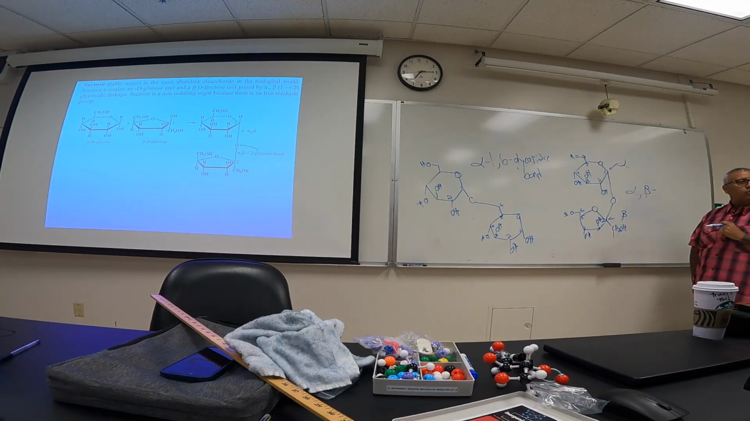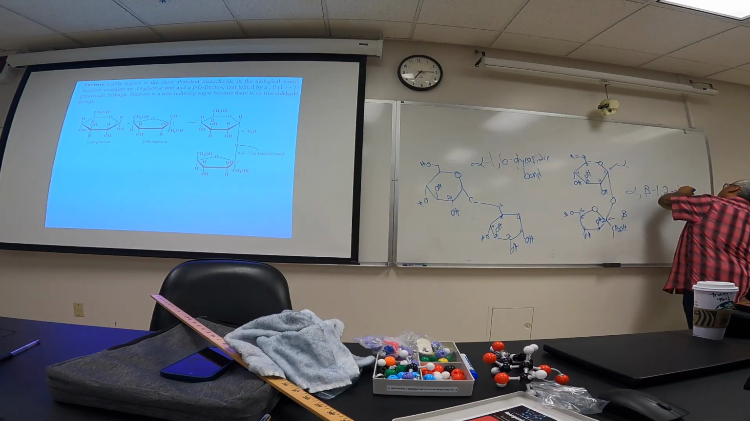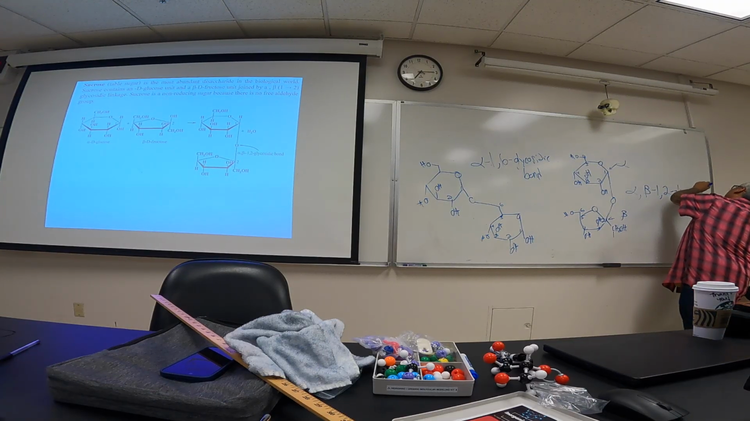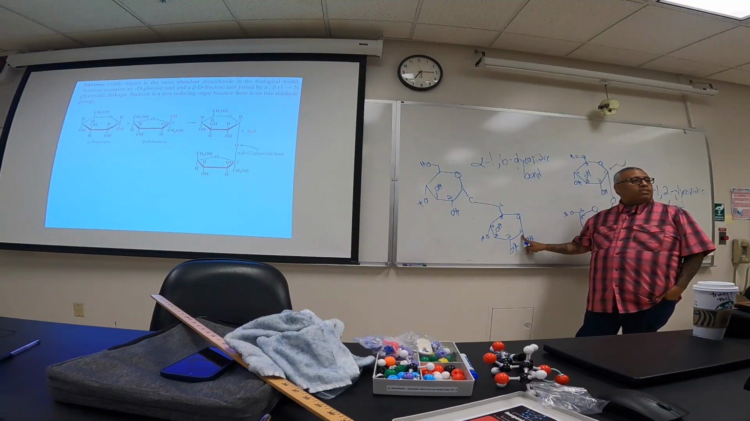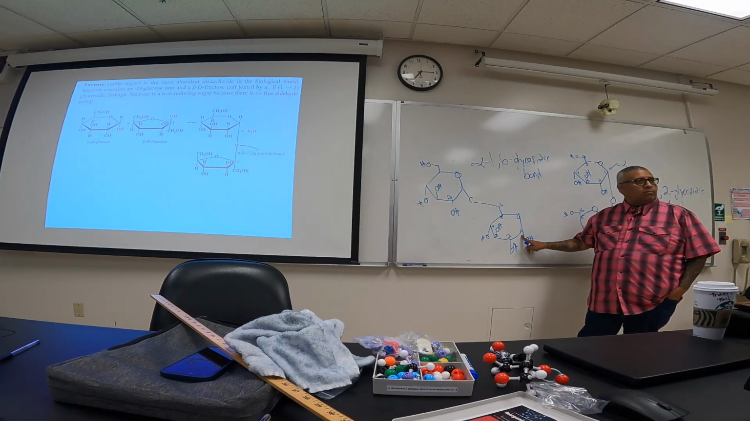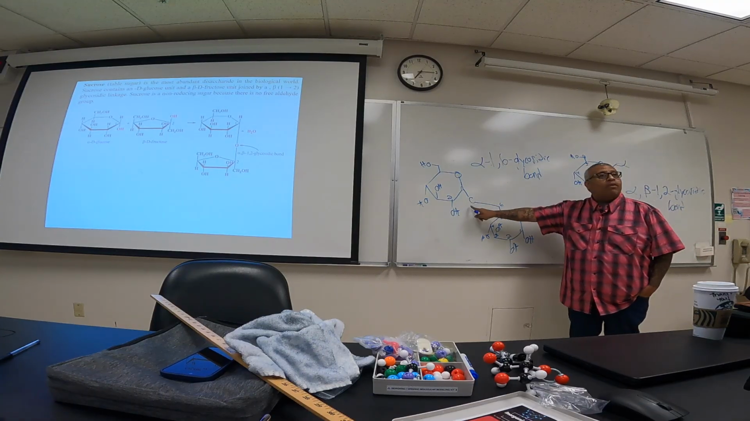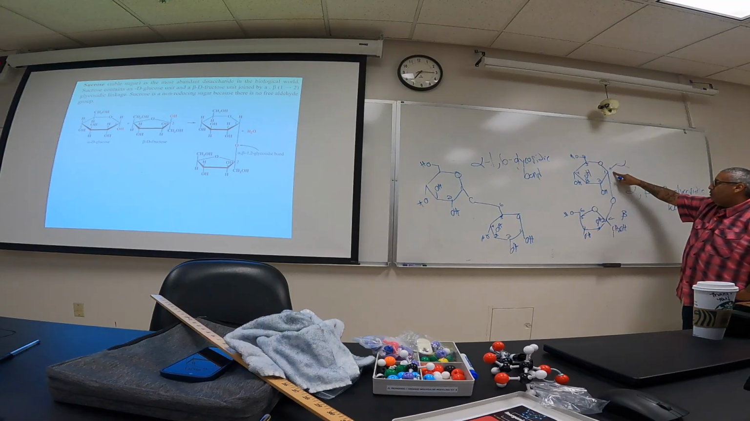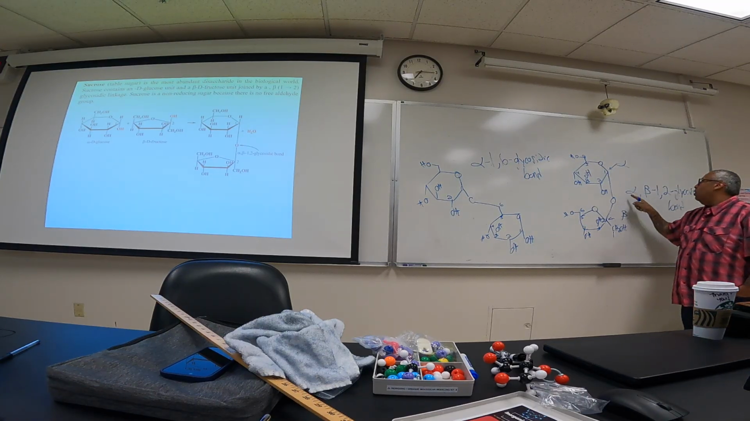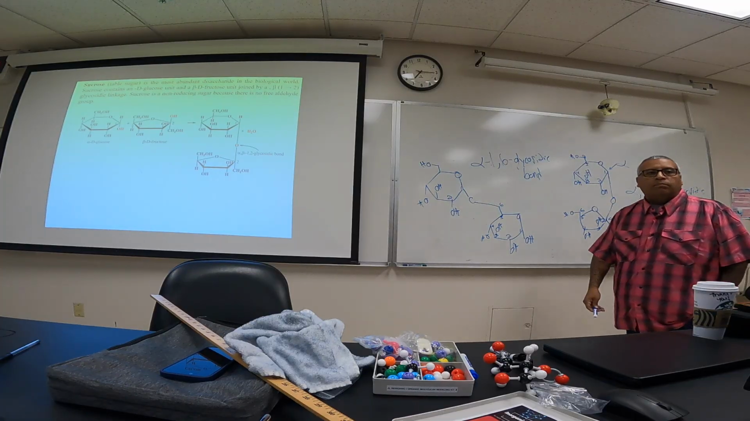And what carbons is it between? 1, 2. 1, 2 glycosidic bond. Right? Because this anomer was not involved, we're not going to say alpha-alpha. But since both of these anomers are involved in that glycosidic bond, we use both alpha and beta to describe that glycosidic bond.